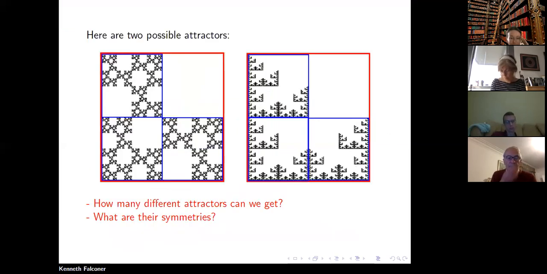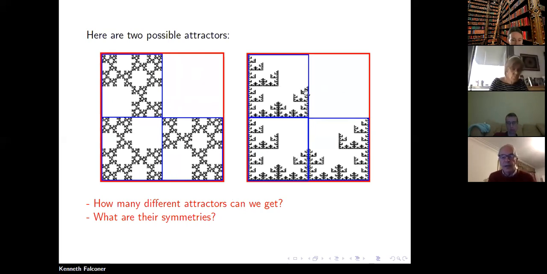So here are 2 possible attractors, just choosing 2 particular triples of transformations. And you can see here you've got this black self-similar set. The bottom left-hand corner is a direct scale down of the whole thing. But if you look at these 2, you've rotated the whole picture 180 degrees before scaling it down, or if you prefer, you've reflected in the downward diagonal to get that.